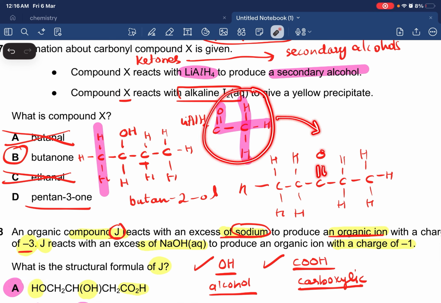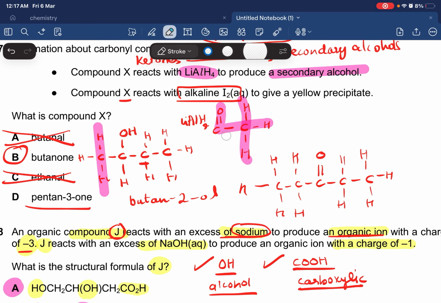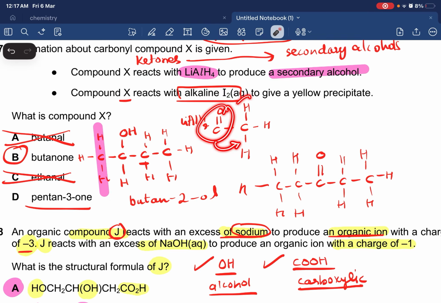The C double bond O is bonded to a carbon that has 2 hydrogens. We need the C double bond O to be bonded to a carbon that has 3 hydrogens. Over here it has 2 hydrogens. So, cross.